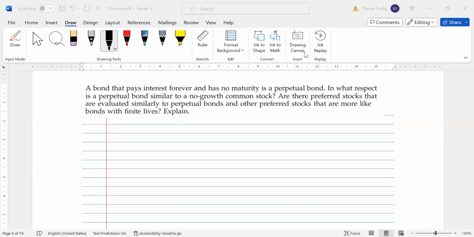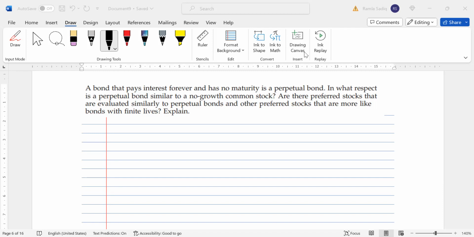All right, now let's do another question on stock valuation. Once again, we're using Brigham and Houston's Fundamentals of Financial Management as our core text. The question here says, a bond that pays interest forever and has no maturity is a perpetual bond. In what respect is a perpetual bond similar to a no-growth common stock?